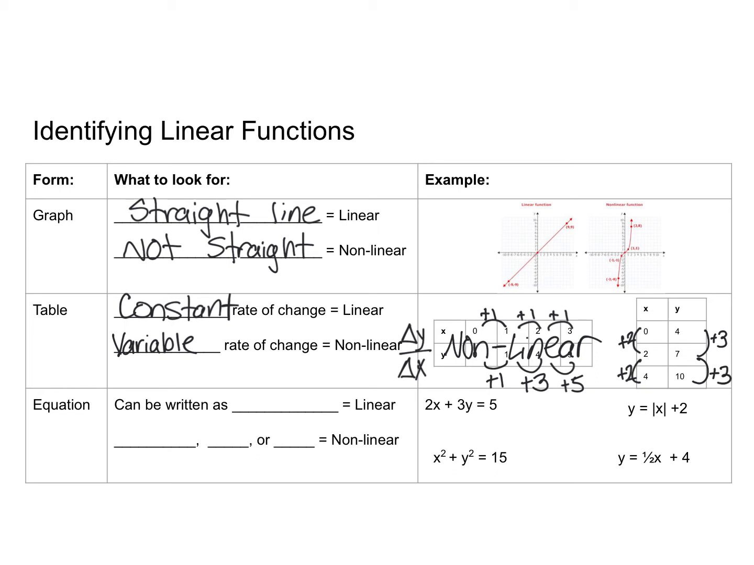And then if I were to divide that, 3 divided by 2 would be 1.5, or 3 over 2. 3 divided by 2 again would be 1.5, or 3 over 2. I have the same values for both rates of change, which means this function in this table is linear.